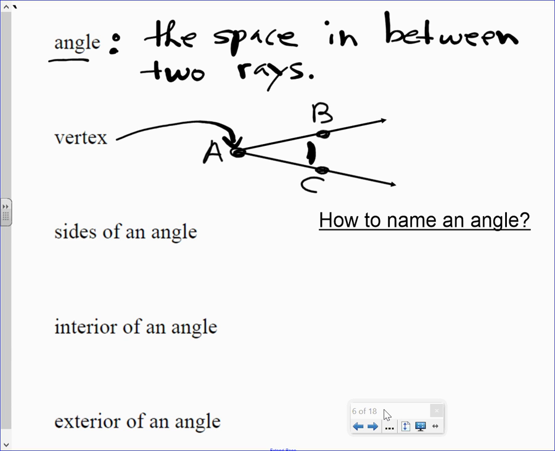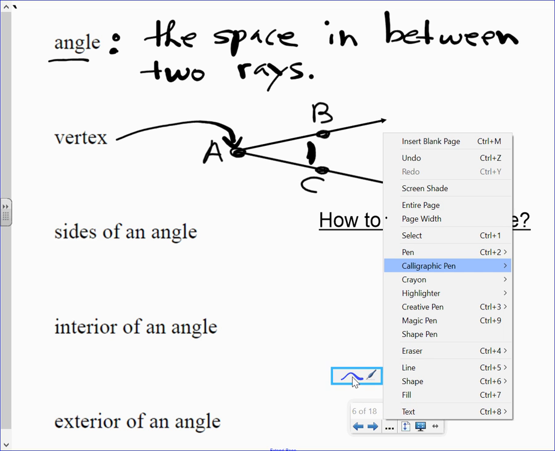All right. What about the sides of an angle? The sides are actually the rays themselves. I'm going to highlight the sides in Dodger blue because they're going to win the World Series next year.